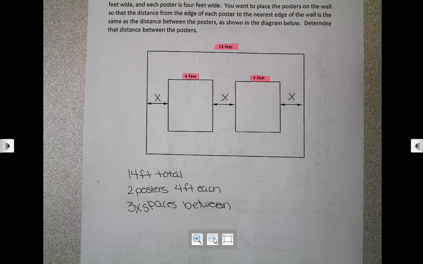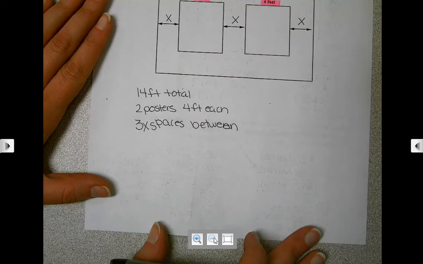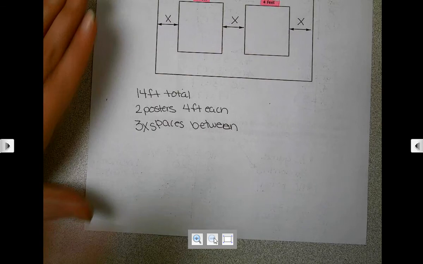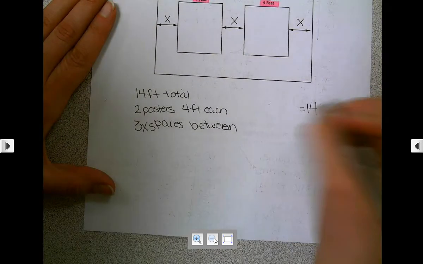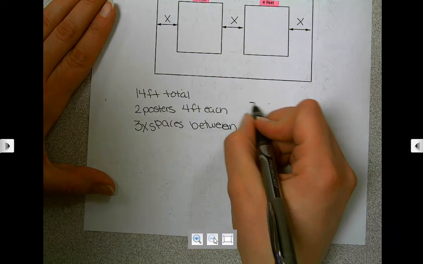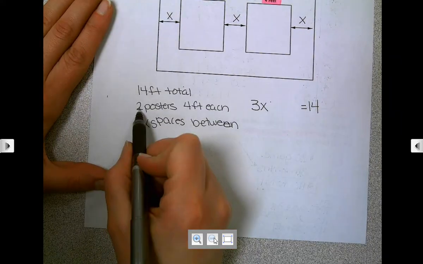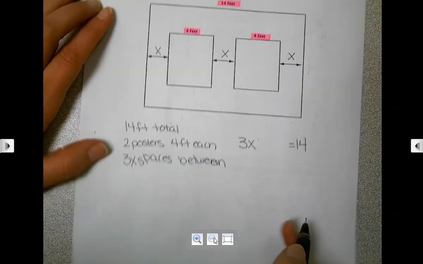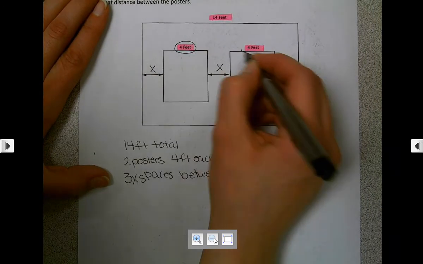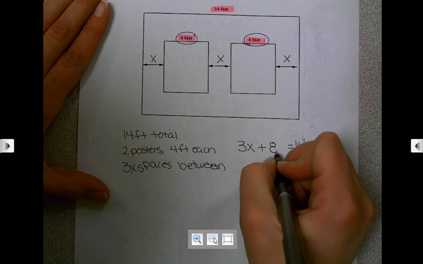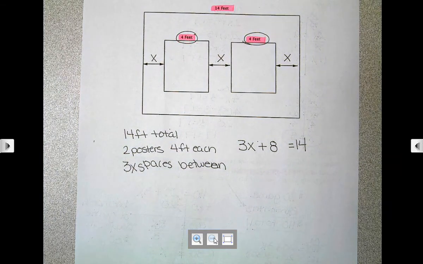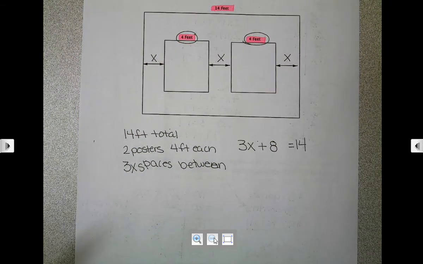Okay, now taking a look, we see 14 feet total. That is going to be on one side of the equal sign. This time I'm going to put it on the right. And on the left, I have 3 x's, or 3 spaces, plus 2 posters at 4 feet each. Well, I know that 4 feet plus 4 feet is 8 feet. So I have an additional 8 feet. Okay, so now that we have our equation, we are going to solve for our unknown.